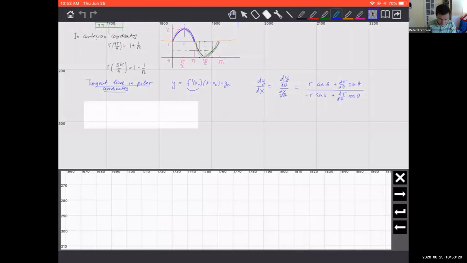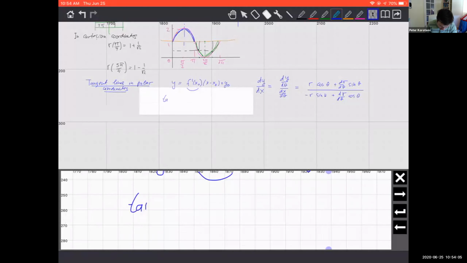So this derivative here, dy over dx, is the tangent. We know that tangents are horizontal, so let's just say it again: tangents are horizontal.